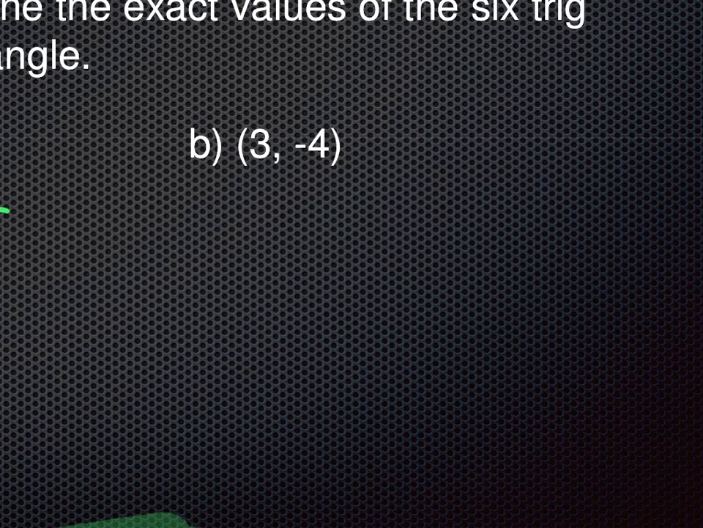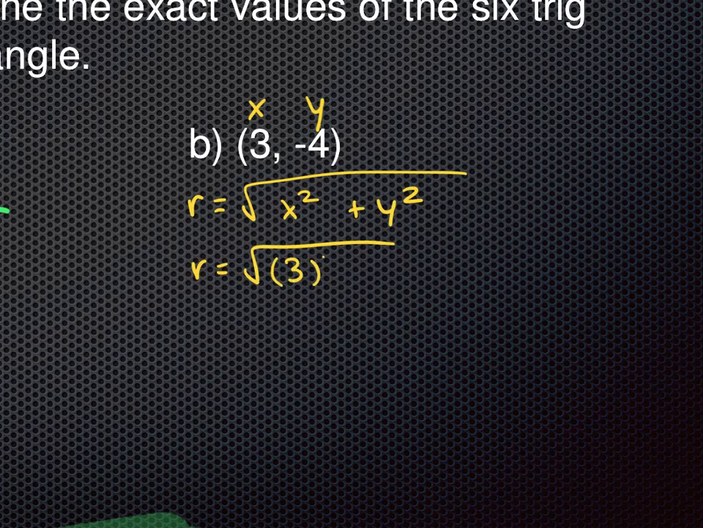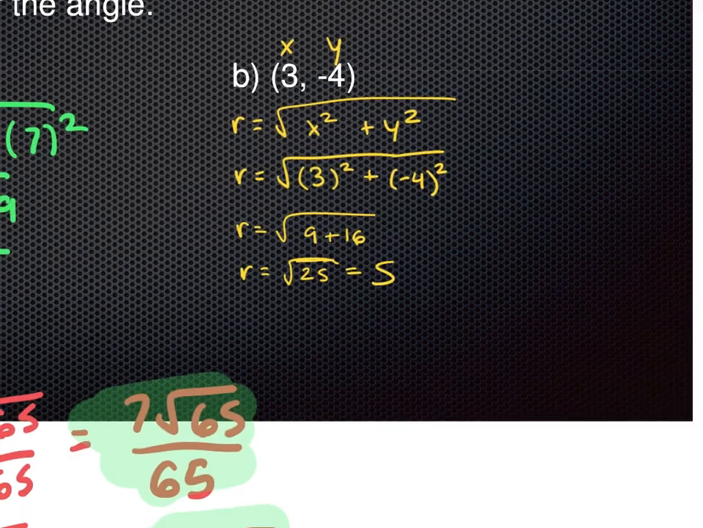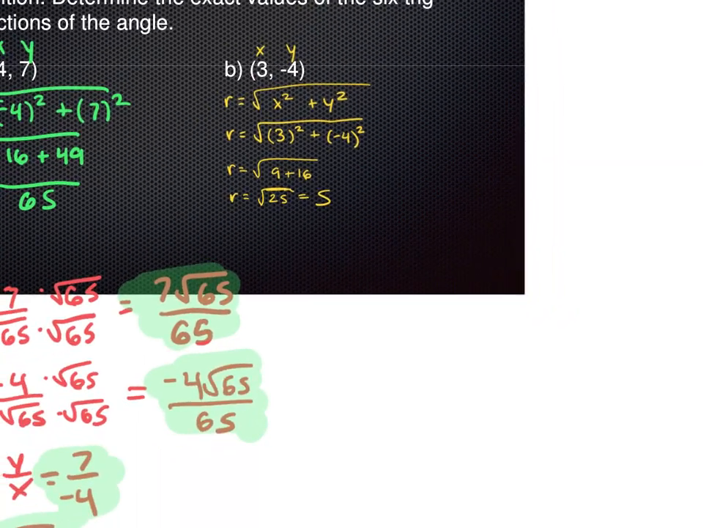Last example. What's the first thing we need to do? Identify x and y. What's next? Find r. What's our formula for r? r equals the square root of x squared plus y squared. Perfect. So r is equal to the square root of 3 squared plus negative 4 squared, so the square root of 9 plus 16, which is the square root of 25, which is 5. So r is equal to 5. Now we take that and plug it in.